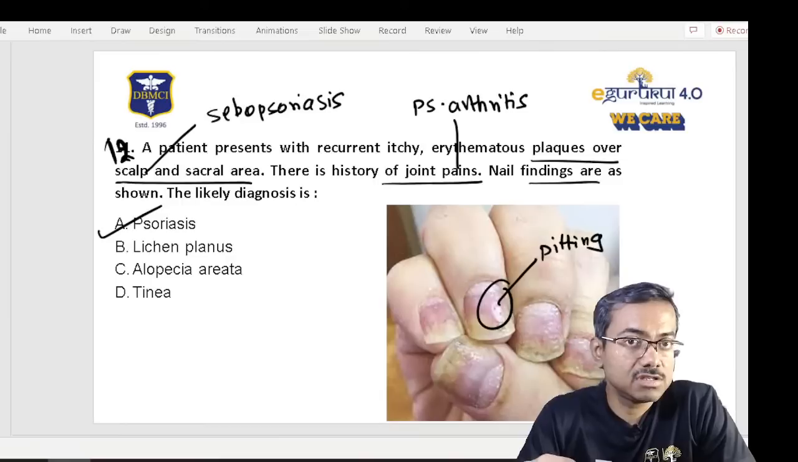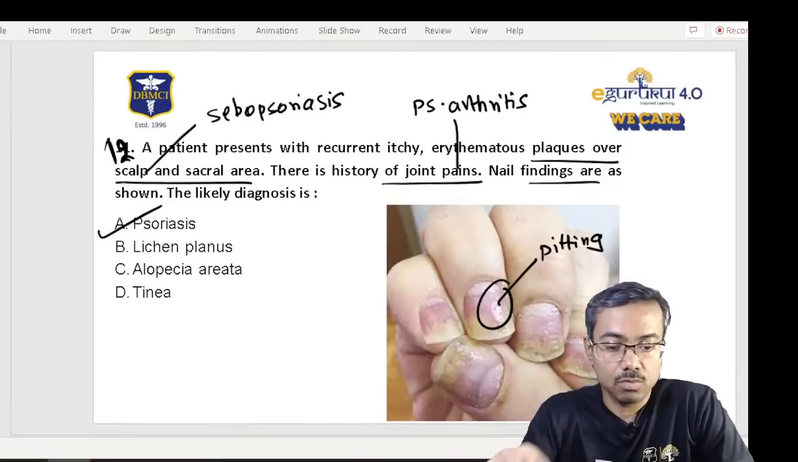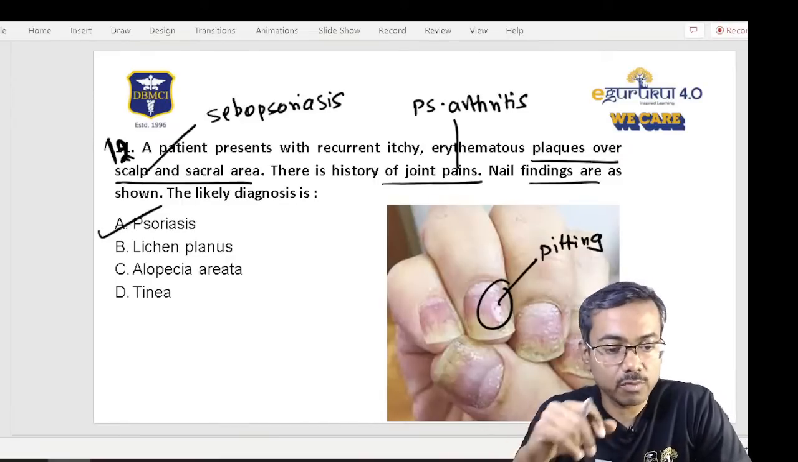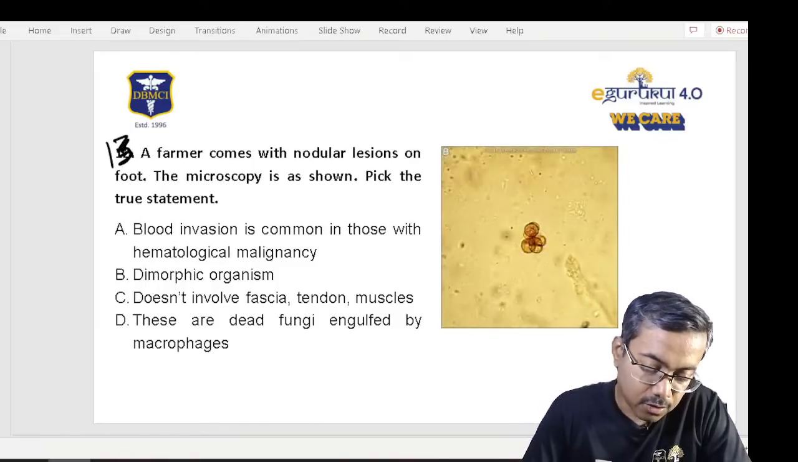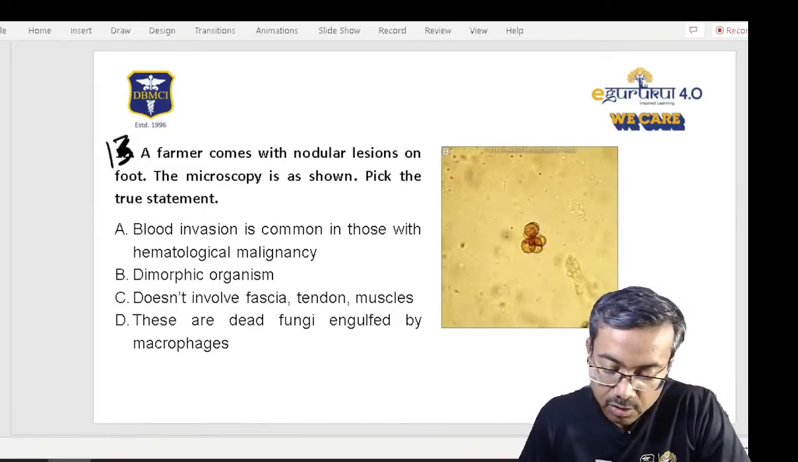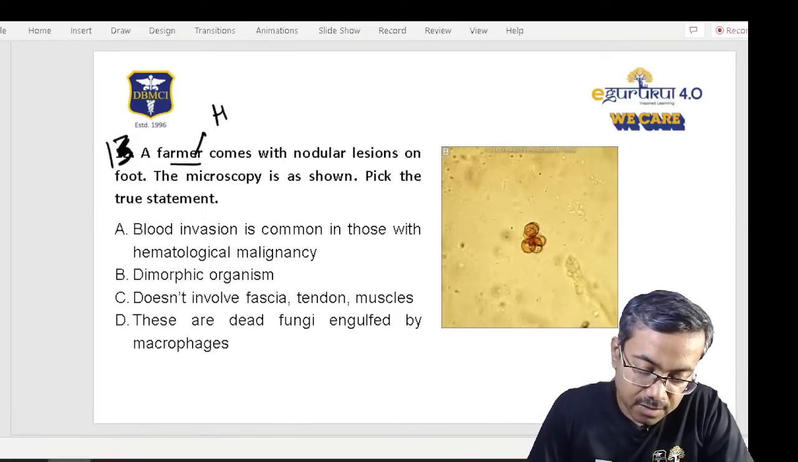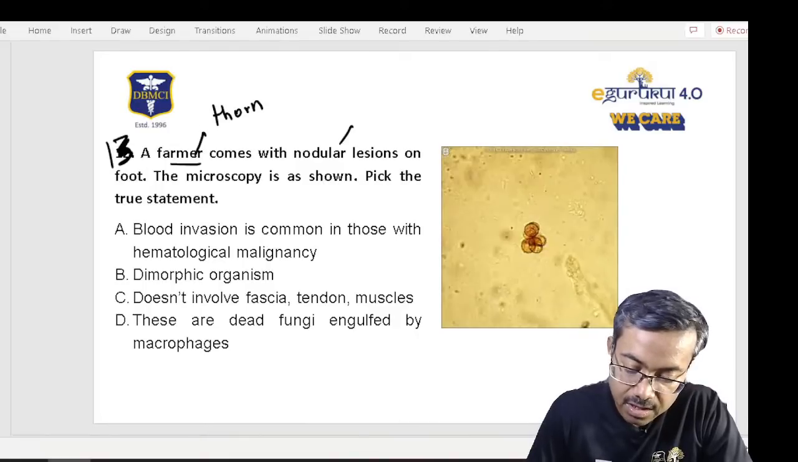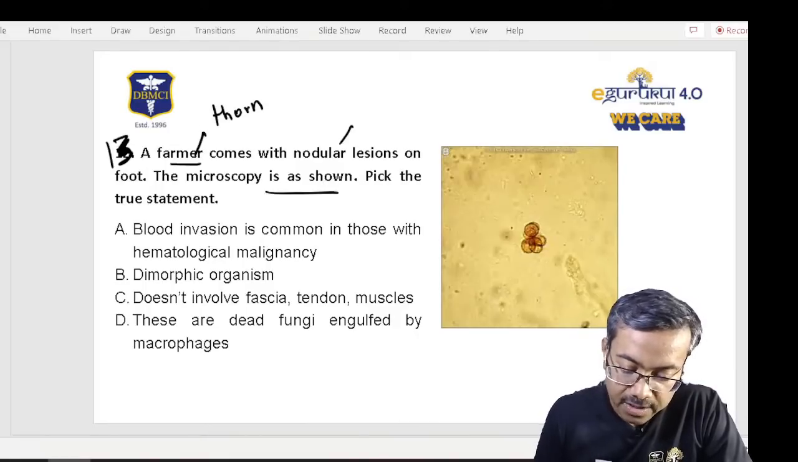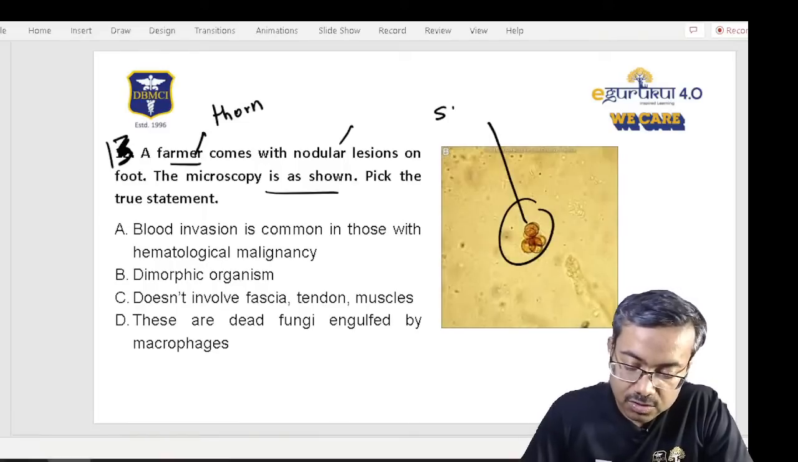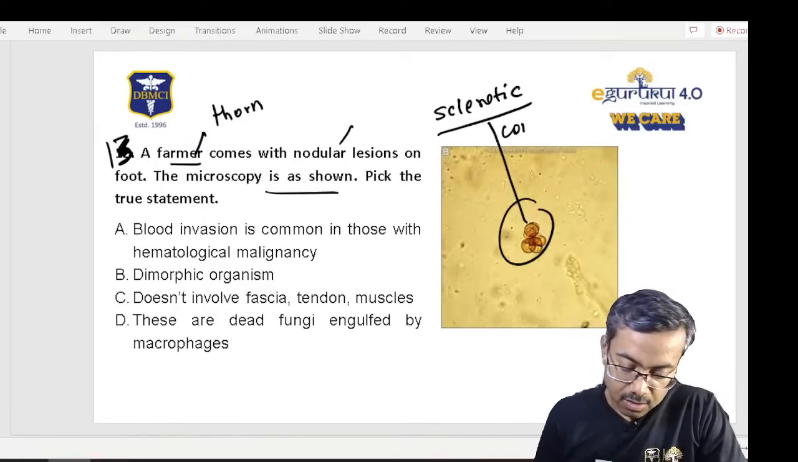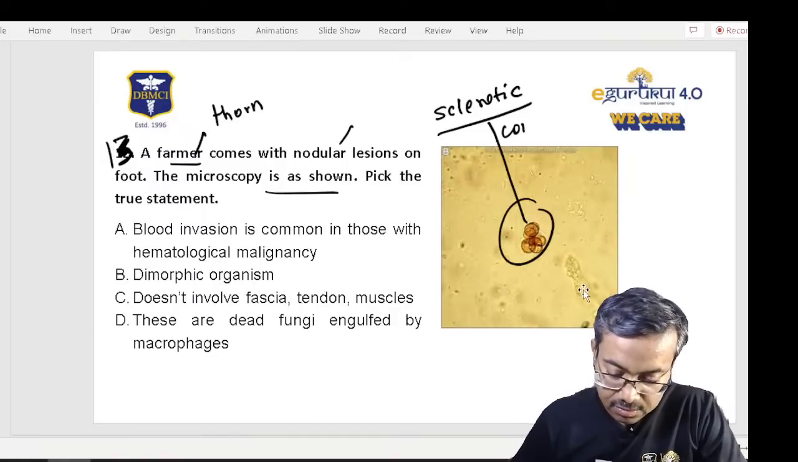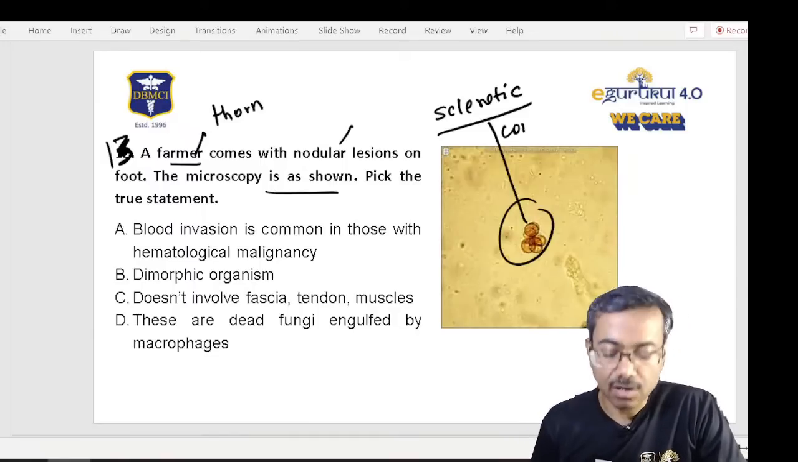So these are the 12 questions we had in INI November 22. A lot of questions came in session 1 and session 2. Okay, one more, sorry, the 13th, there's one more remaining for INI November. A farmer comes with nodular lesions on the foot. When we have a farmer, we are looking at a barefoot person with thorn prick, nodular lesion on the foot. Microscopy has shown sclerotic bodies, also called copper penny bodies.